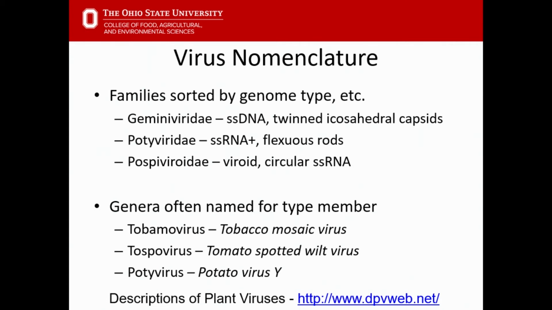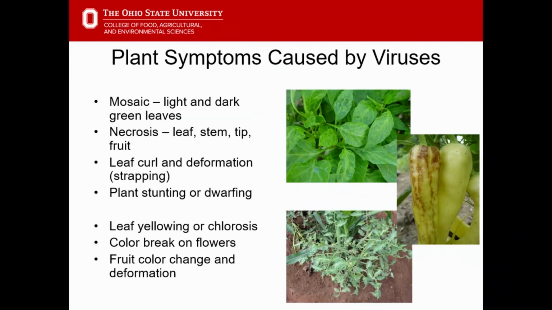Viruses can cause a wide range of symptoms, as you see here. A common symptom of virus infection is mosaic, in which leaves take on a mottled appearance due to the presence of dark green and light green tissue, as in the top picture of pepper leaves with cucumber mosaic virus.